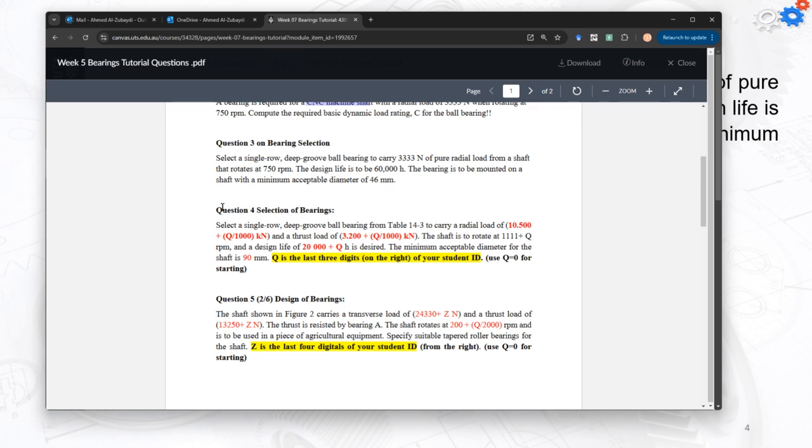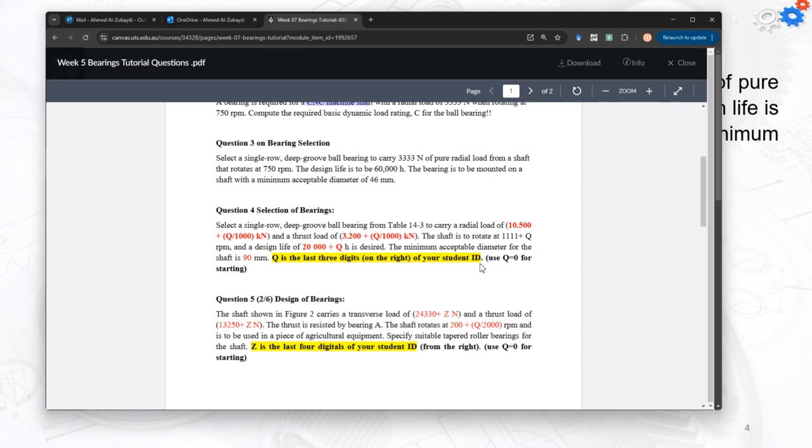So here we have question number 4, for example, a single row deep groove ball bearing from table 14.3 to carry a radial load of 10,500 plus Q divided by 1,000, where Q is the last 3 digits of your student number, and a thrust load of 3.2 kilonewton plus, of course, Q divided by 1,000. The shaft is rotated at 1111 plus Q RPM, and the design life is 20,000 hours plus Q is desired. The minimum acceptable diameter for the shaft is 90 millimeters.